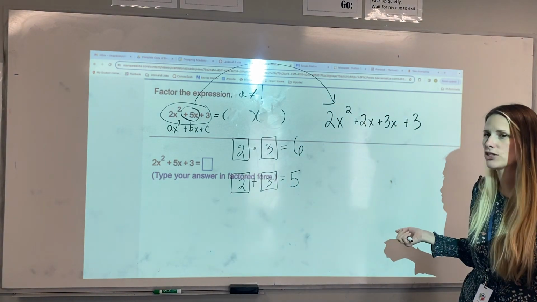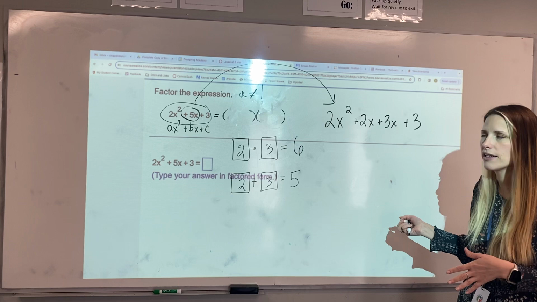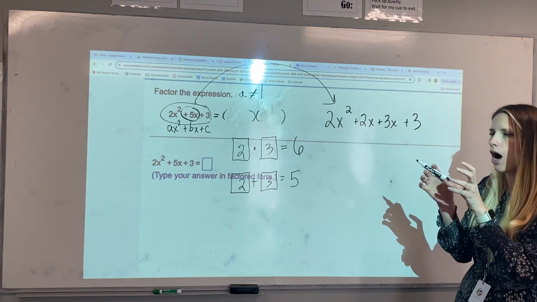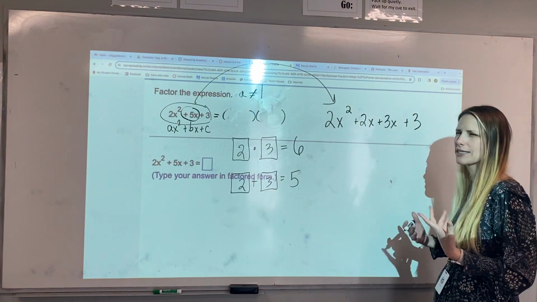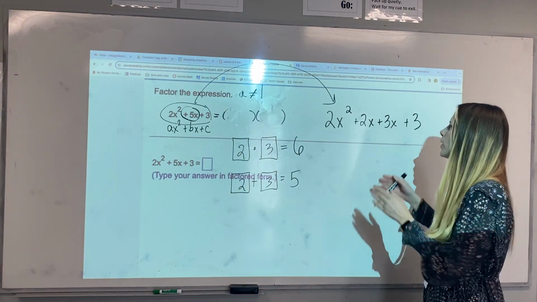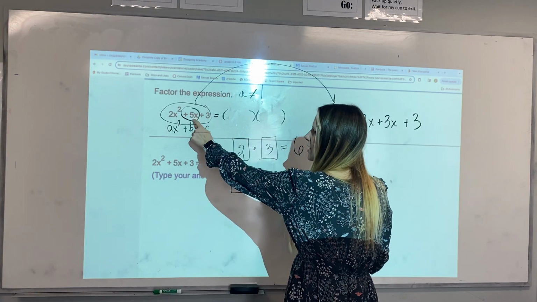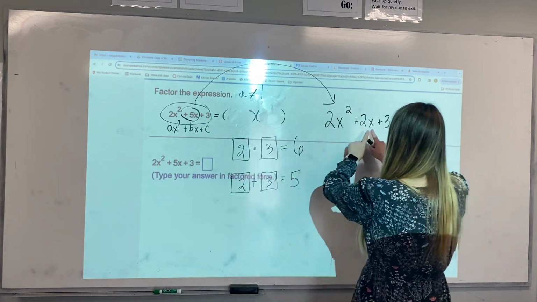Now, why would I want to rewrite it and make it look more complicated? Because we actually uncombined. We actually broke it apart. It's like the opposite of combining like terms. We used like terms to break up this sum into 2.